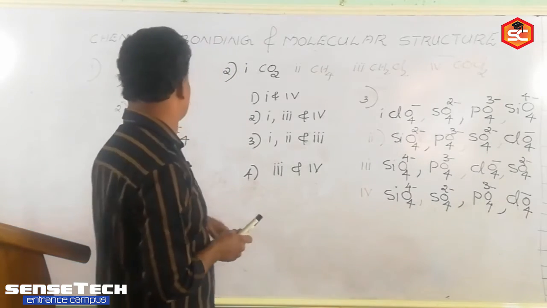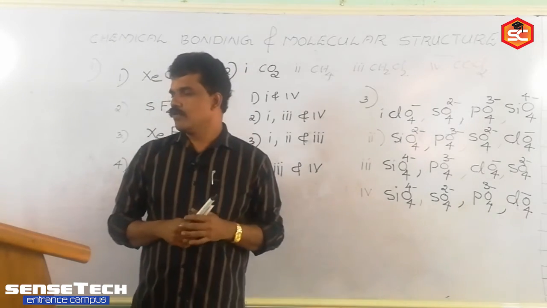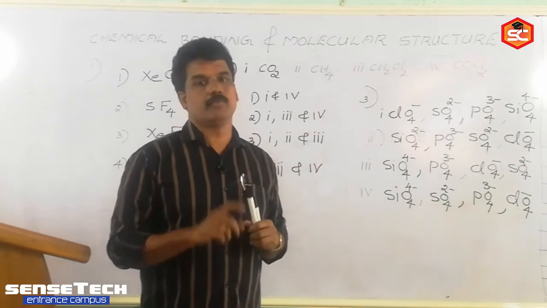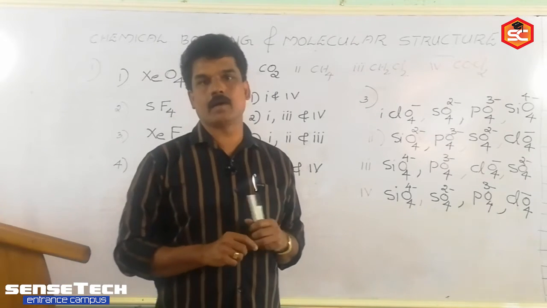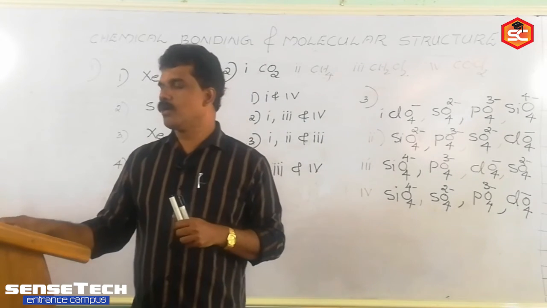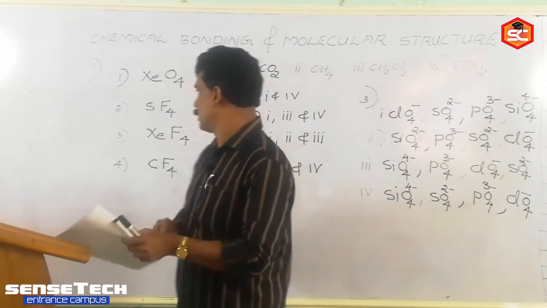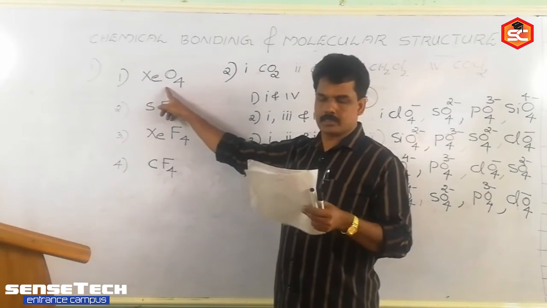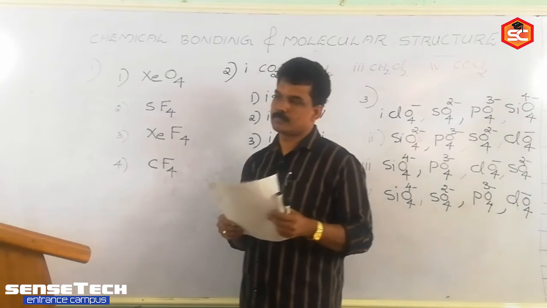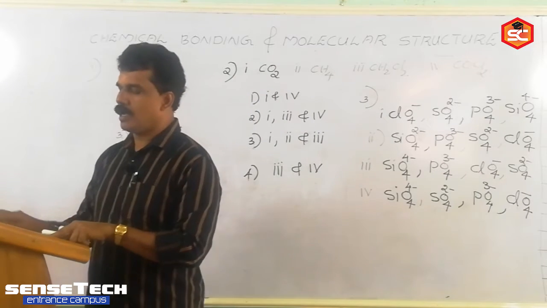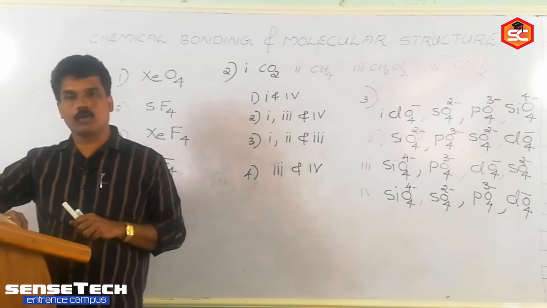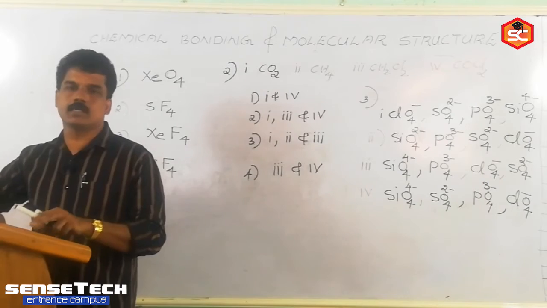Question number 1, write down. Which of the following compounds is planar and non-polar? That is, it can be represented on a plane and does not show polar character. The options are XeOF4, SF4, XeF4 and CF4. A non-polar molecule does not show polar character; any polar strength has to cancel.